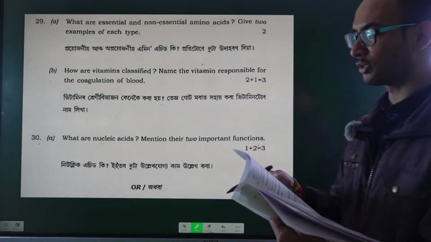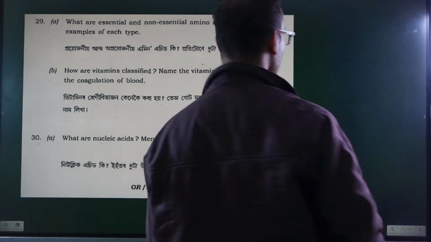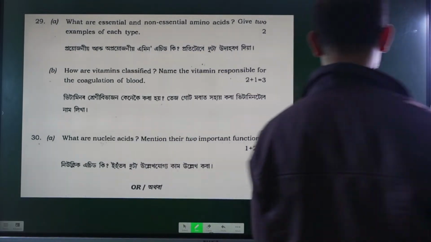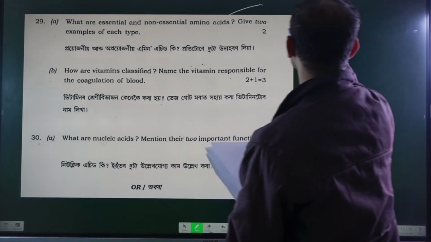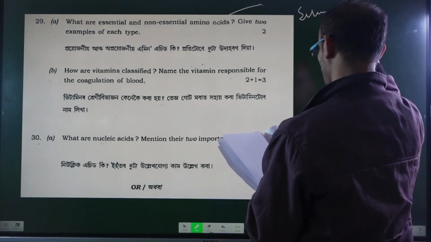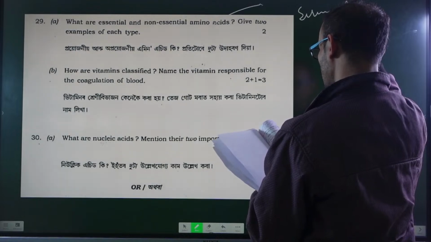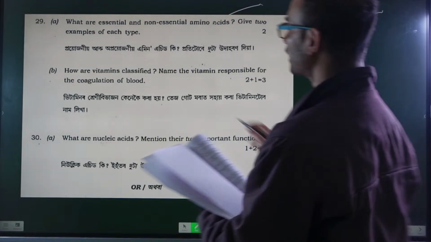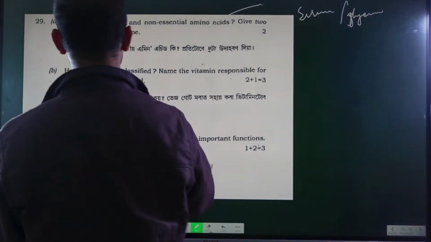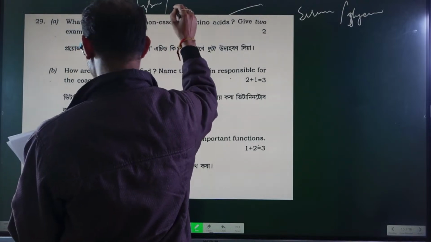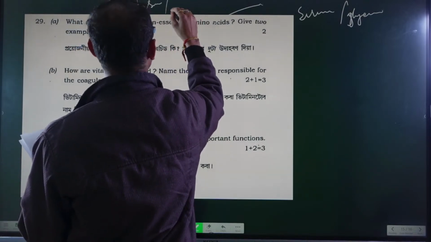Non-essential amino acids means the body can synthesize them. So here you can just write the examples. Non-essential amino acids are serine and glycine. Okay, serine and glycine. In the essential amino acids, you can write lysine and valine.